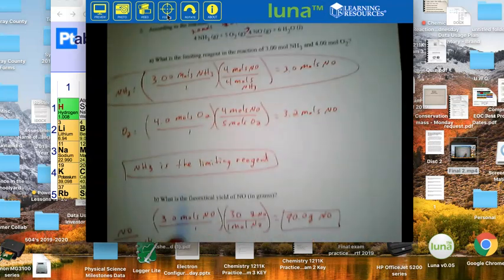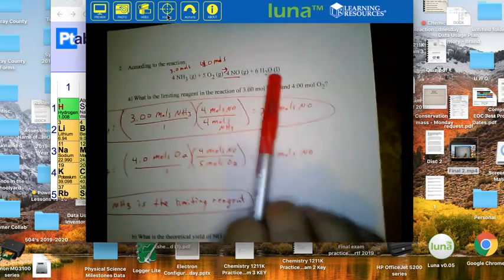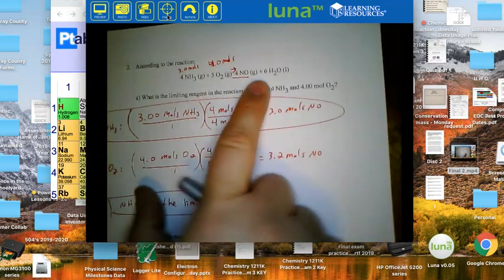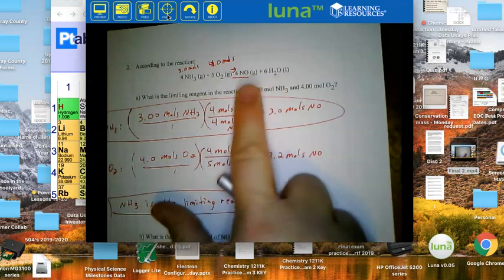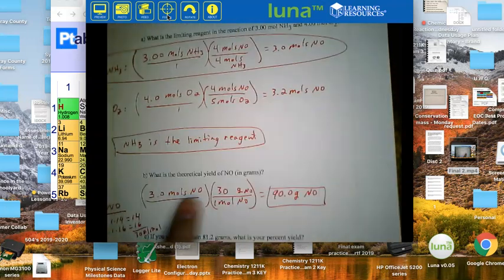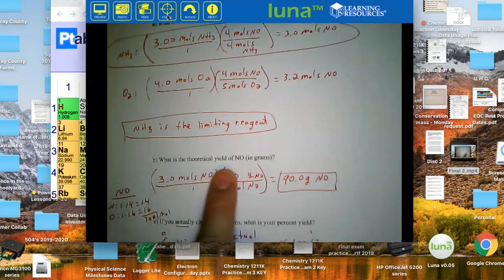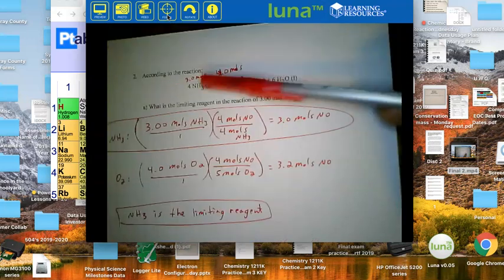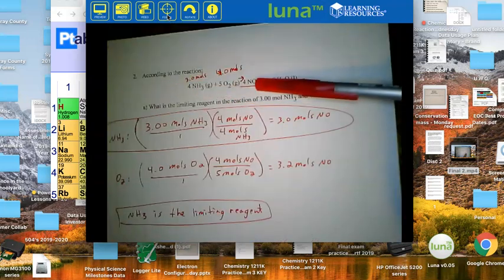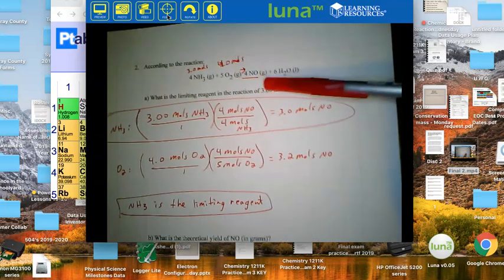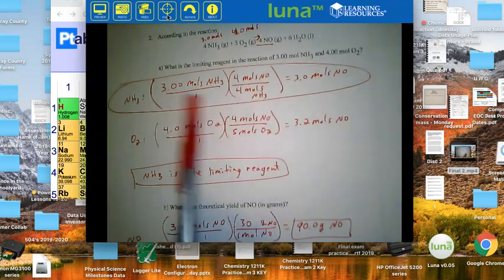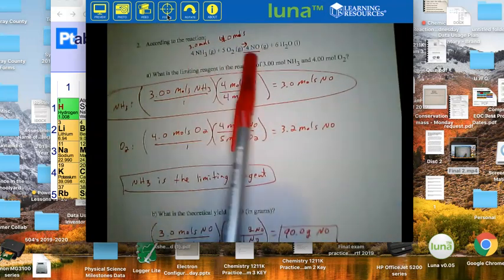So here, I can pick any product to convert moles of ammonia to, moles of NO or moles of water. So why did I pick NO? Well, if you look further in the question here, it's asking what is the theoretical yield of nitrogen monoxide. So I'm going to convert everything to nitrogen monoxide. That's going to save me a step later on. So I'm going to convert moles of ammonia to moles of nitrogen monoxide, moles of oxygen to moles of nitrogen monoxide. So I did that here using my molar ratio.